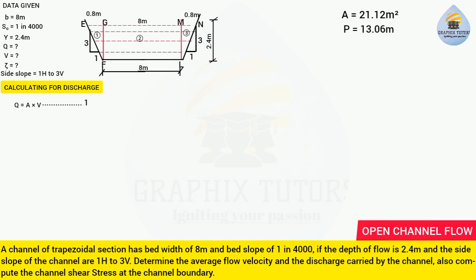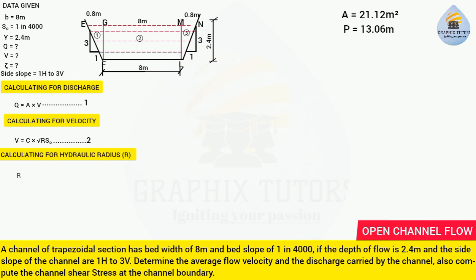So what we'll calculate now is the velocity. We know that the velocity is given by the Chezy constant times the square root of the product of the hydraulic radius times the bed slope. I'll call that my equation 2. So the hydraulic radius R is given as weighted area over weighted perimeter. We know my weighted area that I calculated is 21.12, and weighted perimeter calculated is 13.06 altogether.